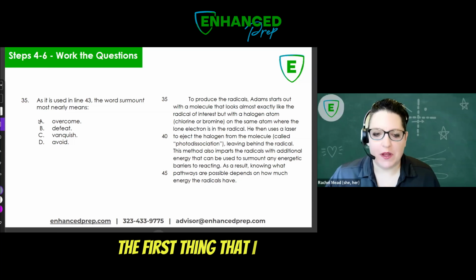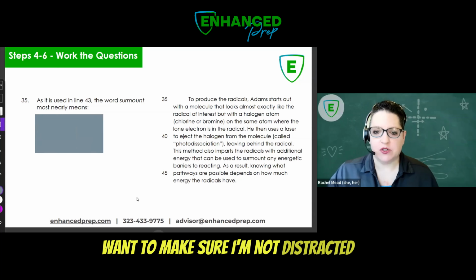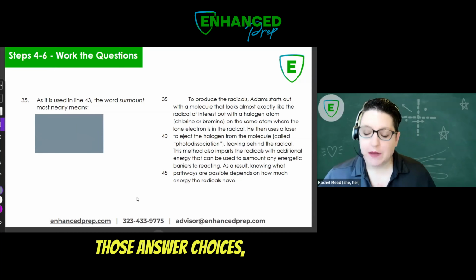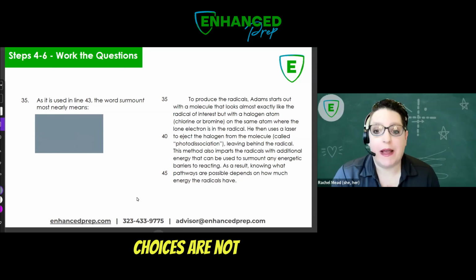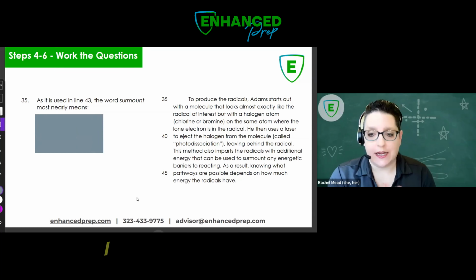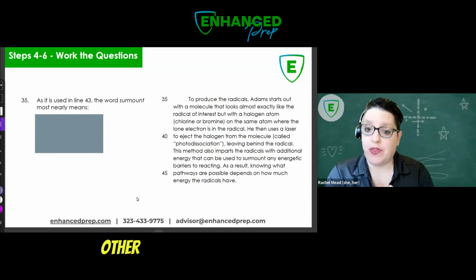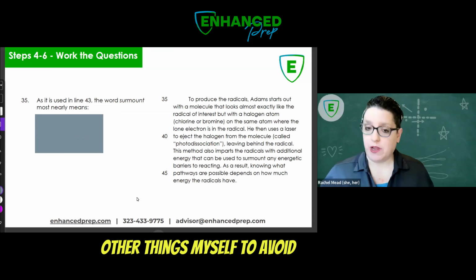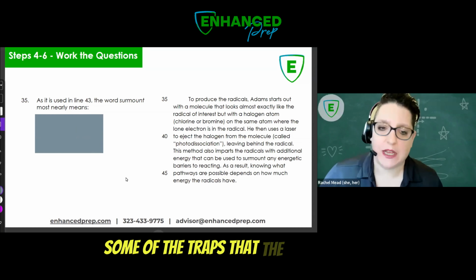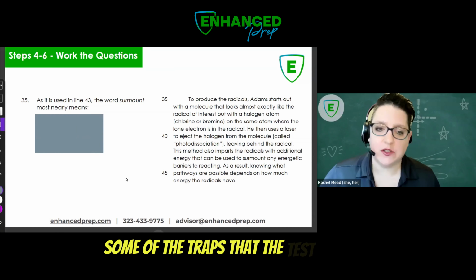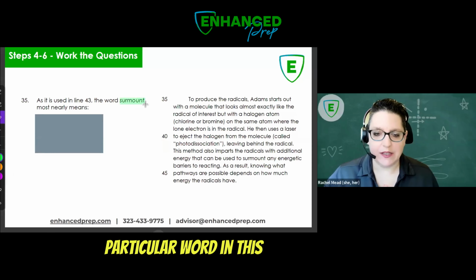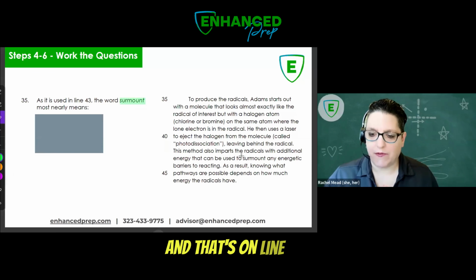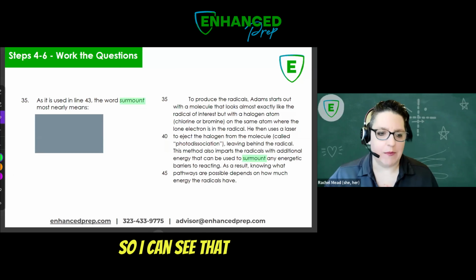The first thing that I want to do is make sure I'm not distracted by those answer choices, because the answer choices are not my friends yet. I need to make sure that I'm doing some other things myself to avoid falling for some of the traps that the test writers put into place. Now, here it's asking us about a particular word, in this case, surmount, and that's on line 43. So I can see that coming into place.